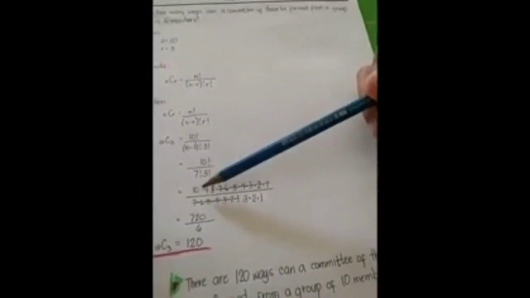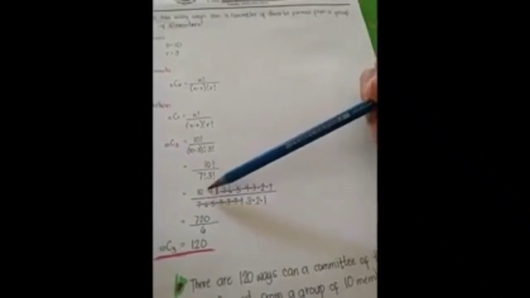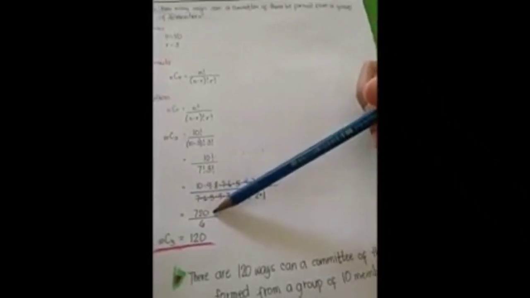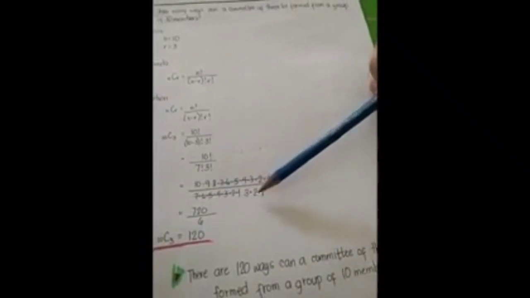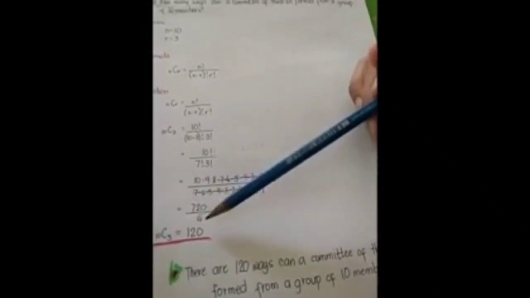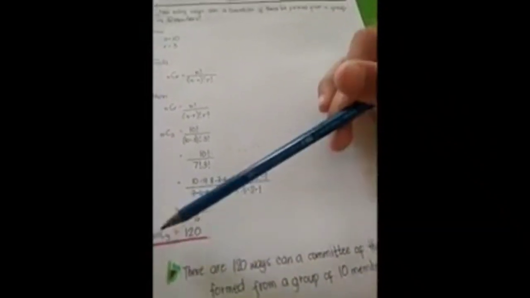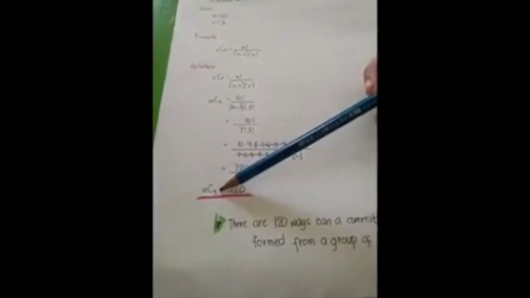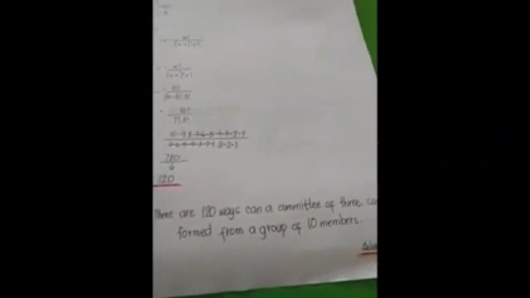Then 10 times 9 times 8 divided by 3 times 2 times 1. Next, 10 times 9 times 8 equals 720. 3 times 2 times 1 equals 6. Divide 720 by 6 equals 120. So, 10 combination of 3 equals 120. Therefore, there are 120 ways a committee of 3 can be formed from a group of 10 members.